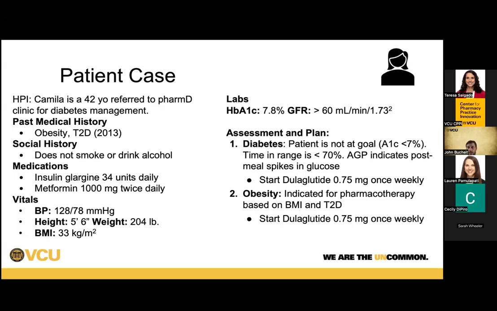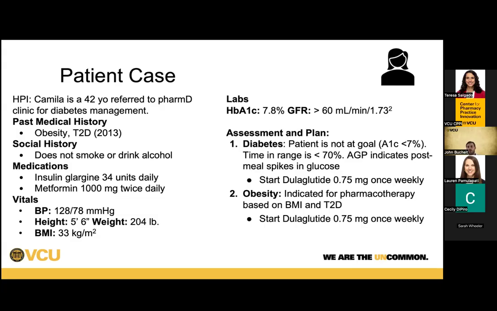For her assessment and plan, the pharmacist has decided the patient is not at goal. Her A1C is not less than 7%, and her time in range, if this patient had a continuous glucose monitor, would be less than 70%. Also, we need to interpret the ambulatory glucose profile. So the AGP would indicate that there are post-meal spikes in the blood glucose, suggesting that her fasting blood glucose is okay, but after she eats meals, her blood glucose values are going up.